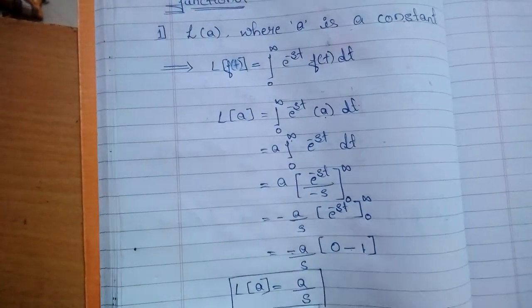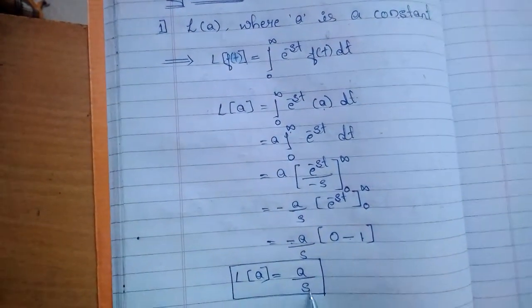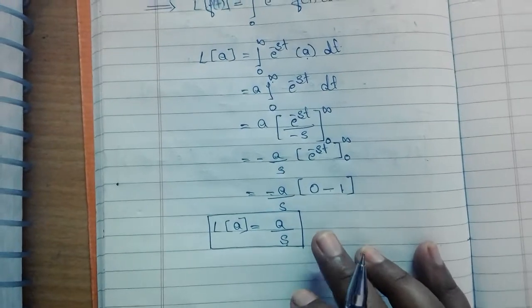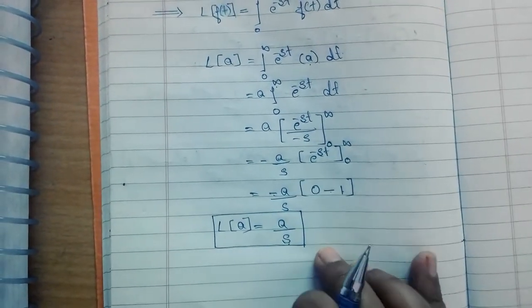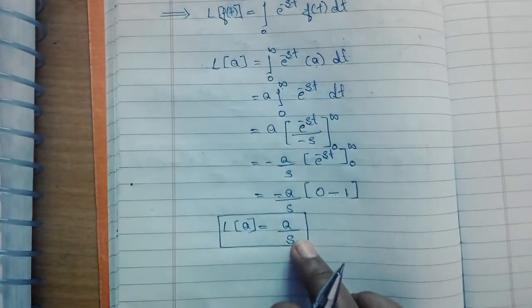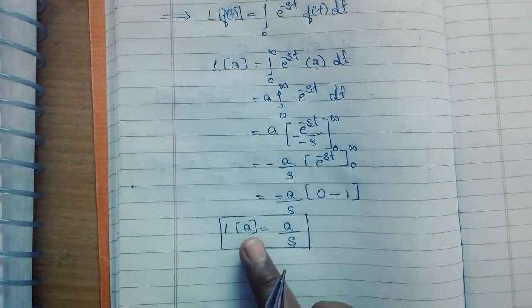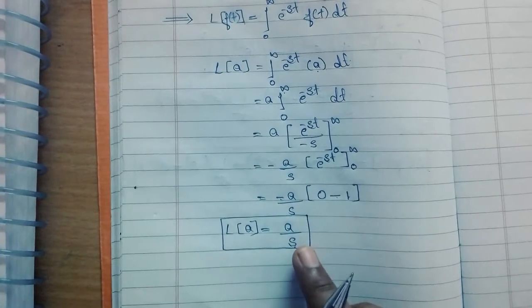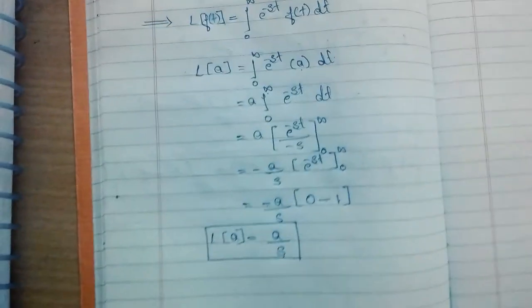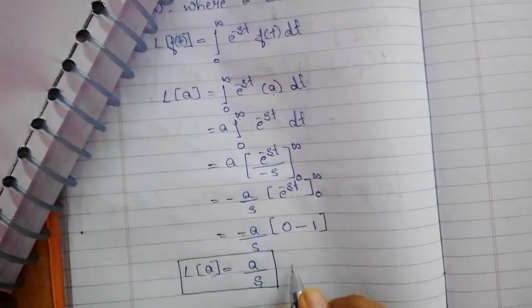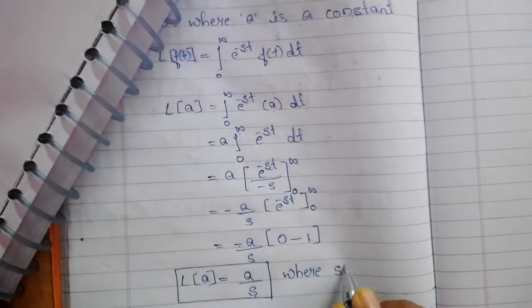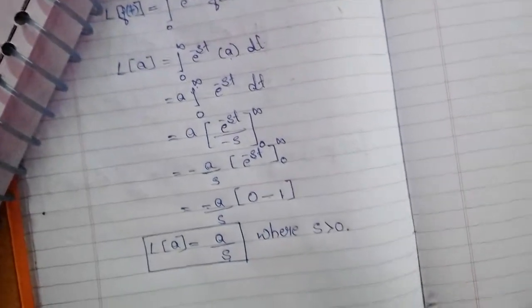Laplace transform of a is equal to a by s. And this is one of the most important results in Laplace transform, that is, Laplace transform of a is equal to a by s. That means Laplace transform of a constant is equal to the constant divided by s. You have to remember this result. And here s is greater than 0.